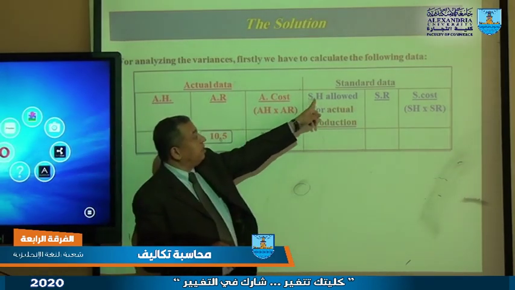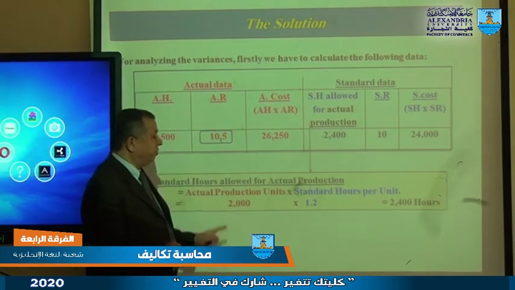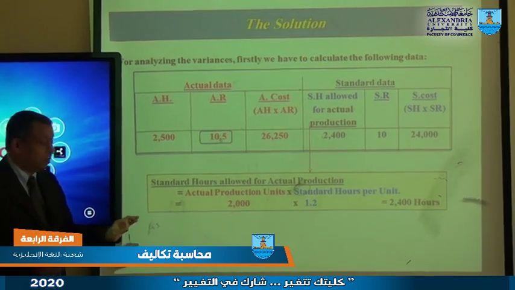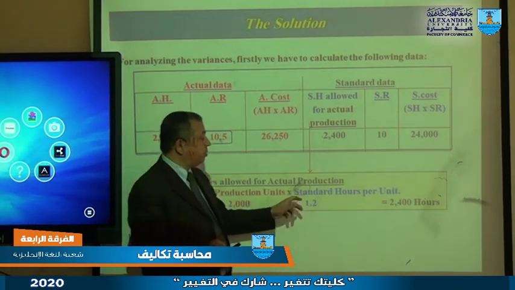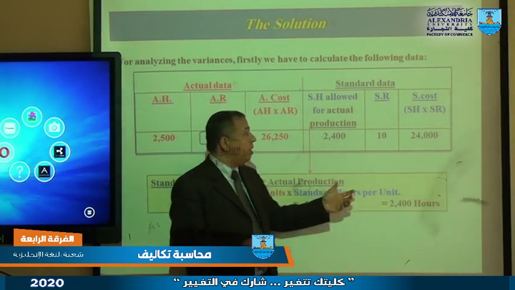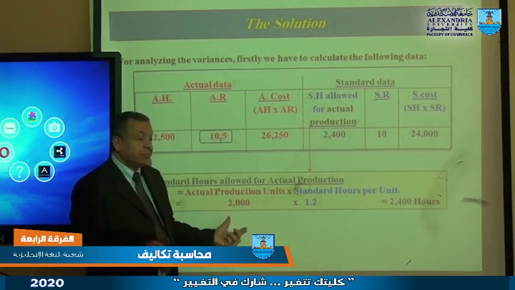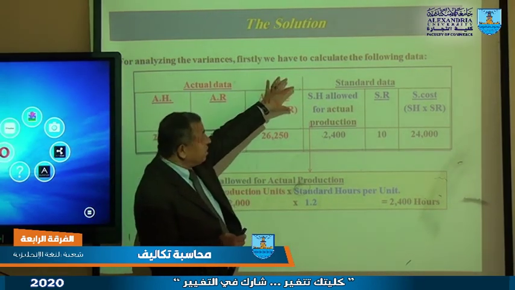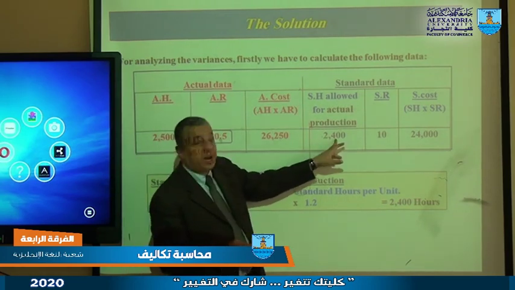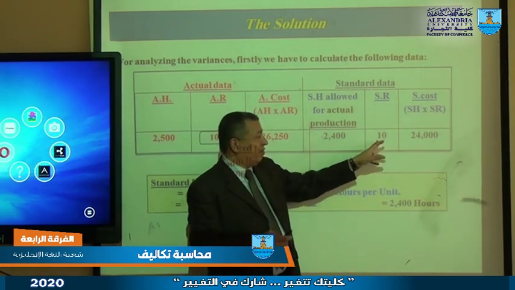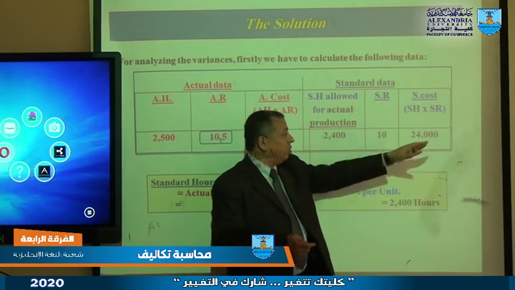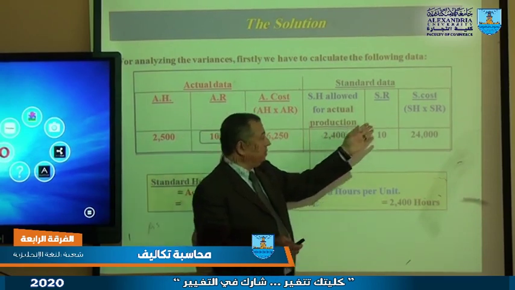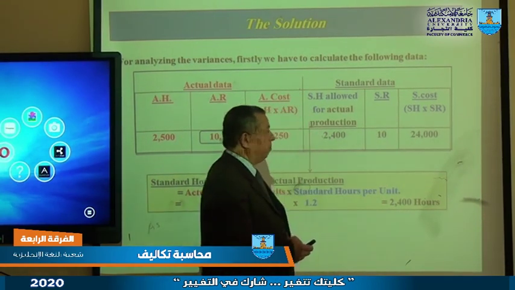How do I calculate standard hours allowed? Don't forget, here I have an equation, like indirect material, 100%: actual production units times standard hours per unit. Here actual production is 2,000 times 1.2 per unit. So the standard hours allowed for actual production is 2,400. And the standard rate is given, it's 10, so I can calculate the cost. If I have allowed hours 2,400 and standard rate 10, it's very simple.